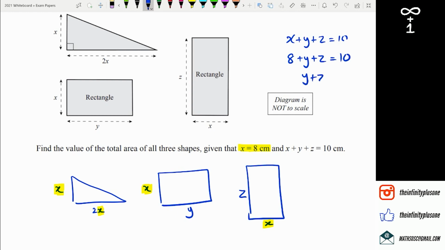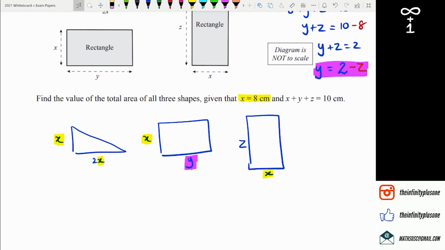Or we can say y plus z is equal to 10 minus 8. So we can say that y plus z is equal to 2. And we can say that y is equal to 2 minus z. So now that we've got that second measurement where we say y is equal to 2 minus z, I'm going to take this 2 minus z and replace it there. And as for the z, I'm just going to leave it there for now.